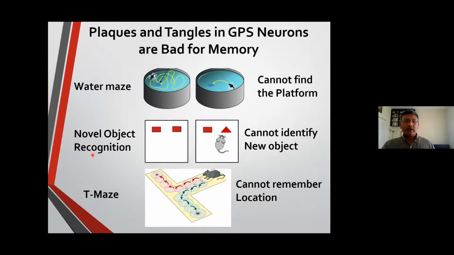The second behavior is object recognition. If I show you these two, you will immediately point out that, oh, there's a triangle here among the rectangles, right? But a mouse which cannot identify the new object also has memory issues.